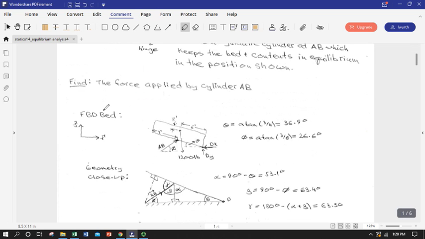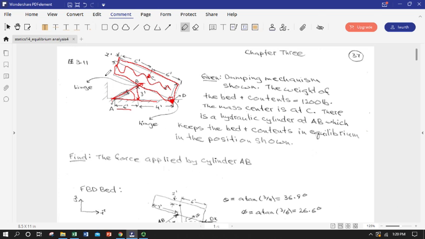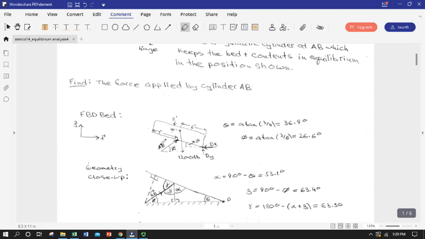Okay, so we have a variety of FBDs that we can draw. If we were really concerned about the reaction at the surface down here, we might want to draw an FBD of the entire cylinder and bed, but we're really only concerned with the force between the two bodies. So let's start looking at FBDs of the bed and the cylinder separately. We're going to start with an FBD of the bed, and that's very likely going to give us quite a bit of the information we need.